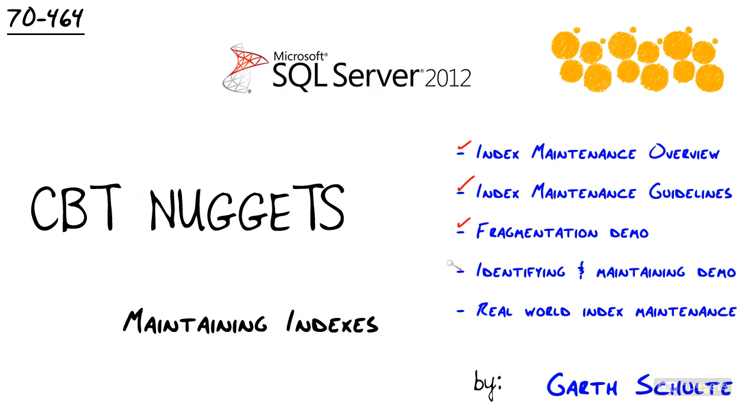And that's really going to be the next area here, which is how to identify them. Where do we look? Where do we find all this fragmentation information? We've got everything from Management Studio GUIs to DMVs to reports. And then once we identify them, how do we go about fixing them? And that's going to come down to rebuilding versus reorganizing, and again, coming up with a maintenance strategy.